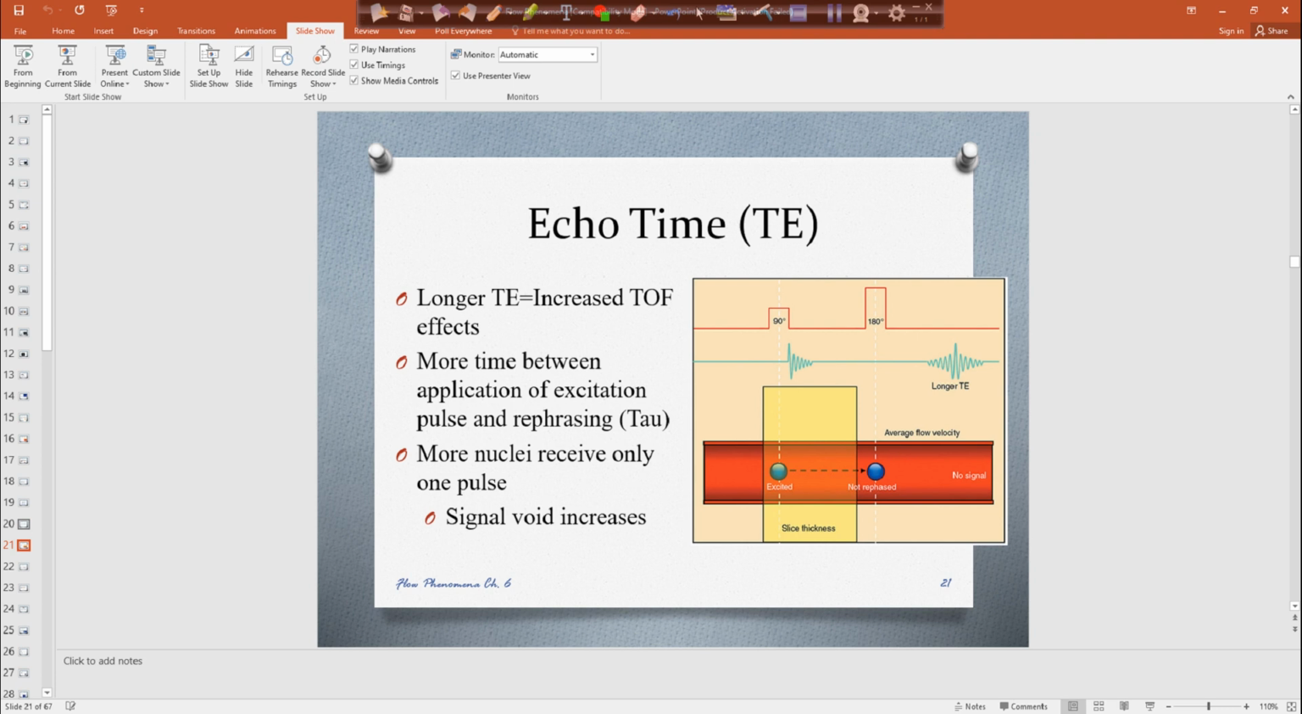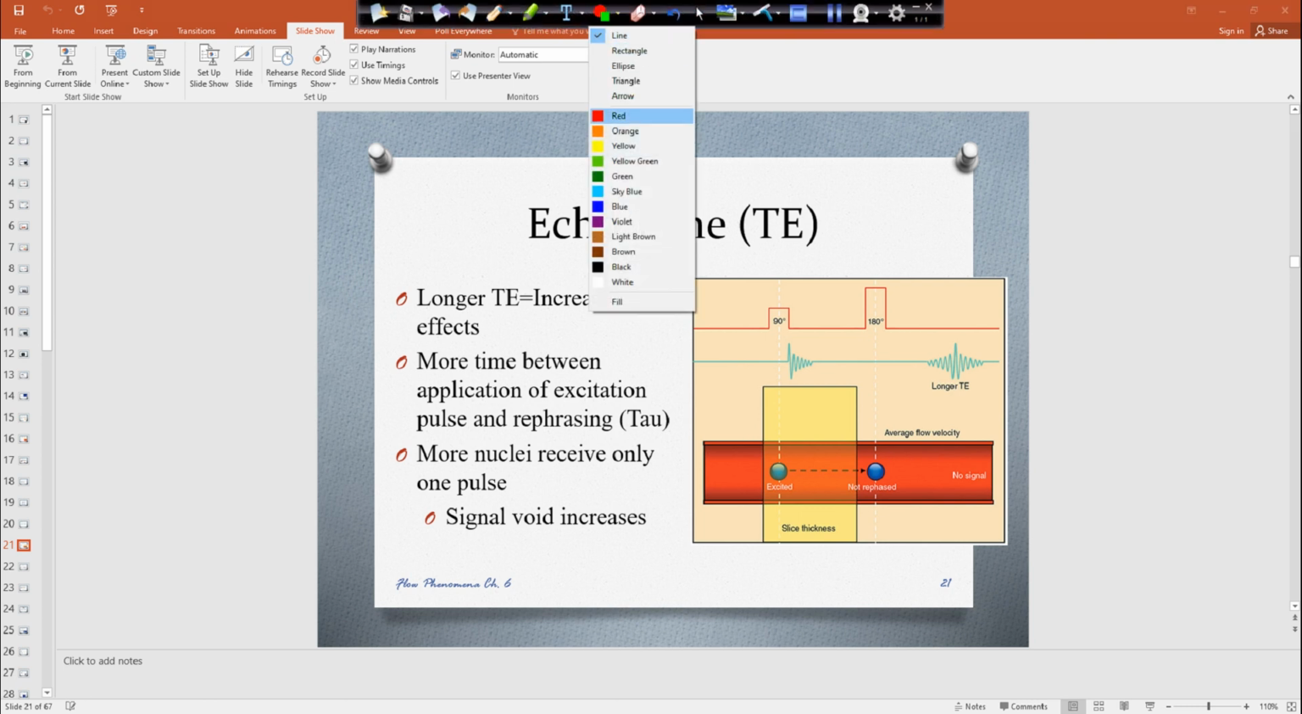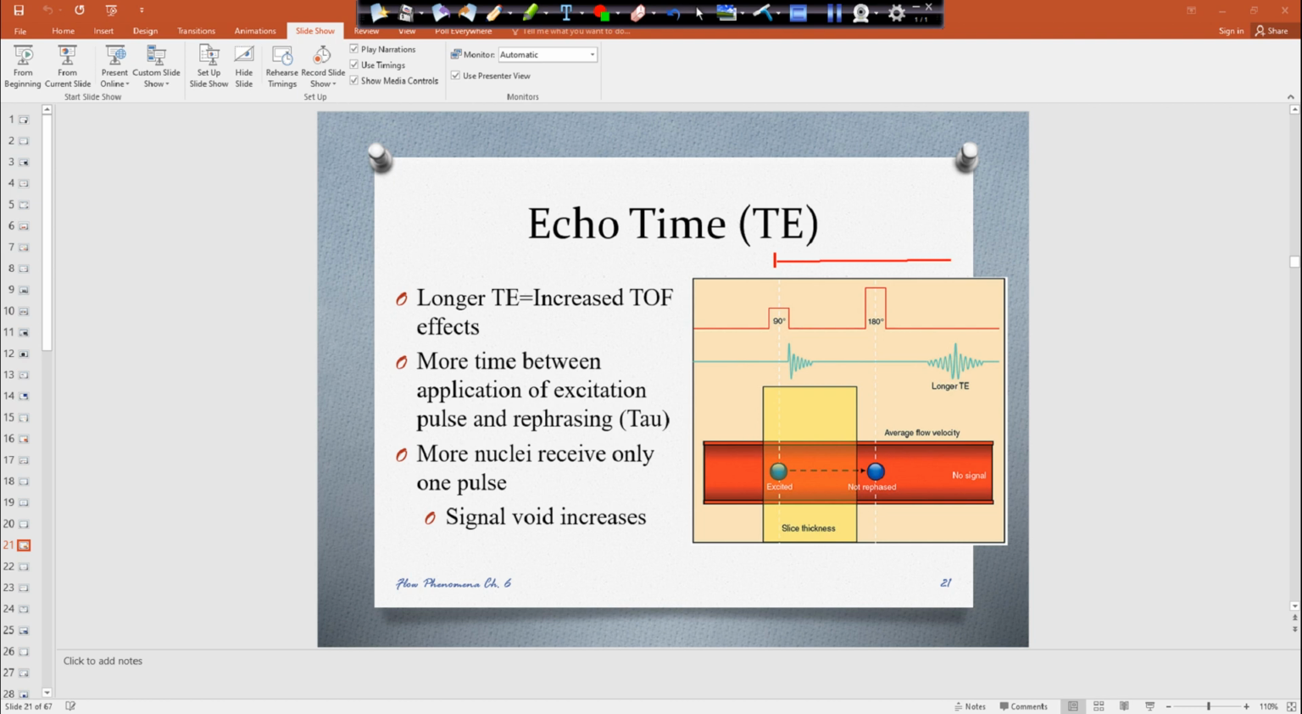Echo time is our second parameter that affects time of flight. So the longer our TE is, remember TE is from your excitation pulse to our peak signal, that's TE. So our TE is from excitation pulse to peak signal.